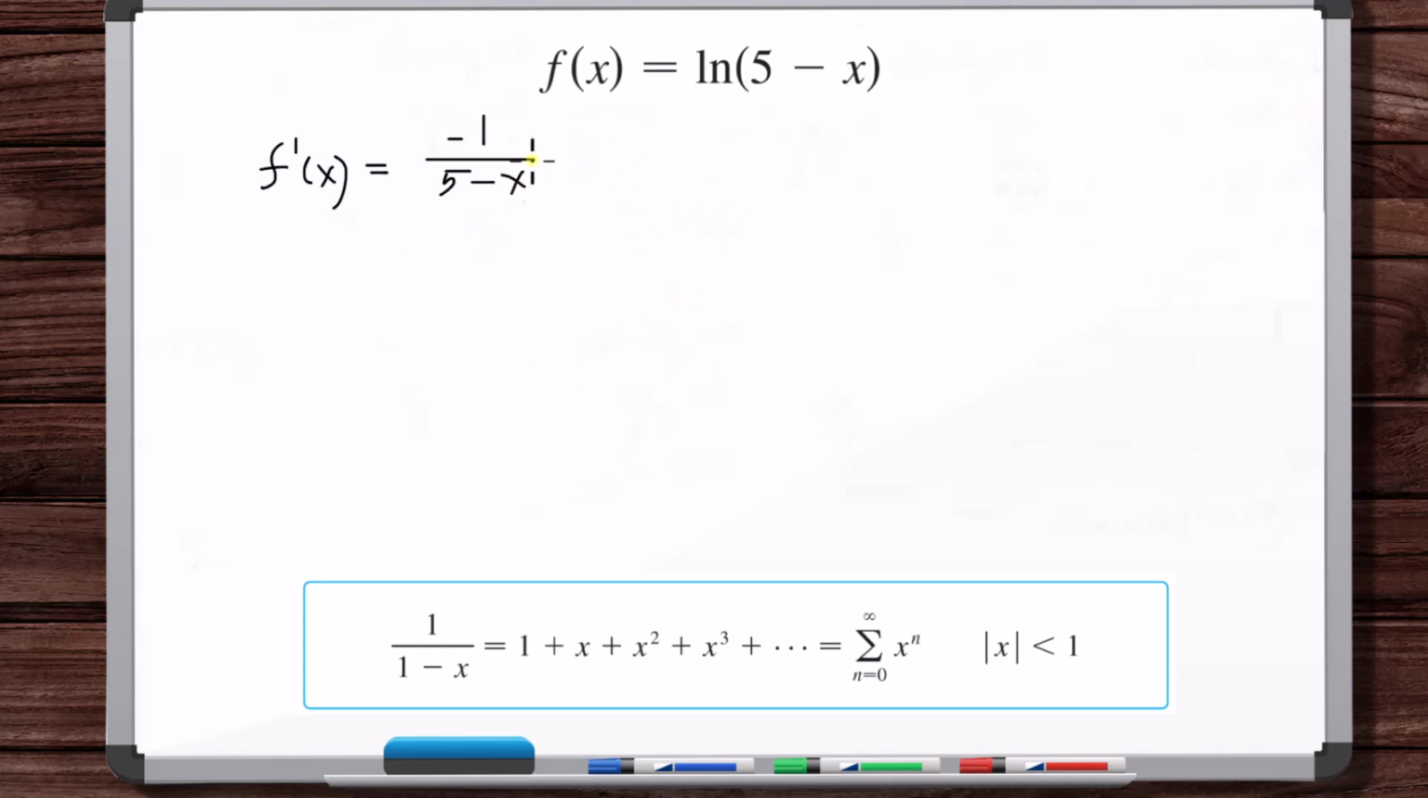Okay, so how do we represent this as a power series? Well, it's just like we did in the last video. Let's bring this minus sign out front. So we've got the numerator is 1, just like this. But then we need to make this term here a 1. So we're going to factor out a 5 here, and we have 1 minus x over 5.